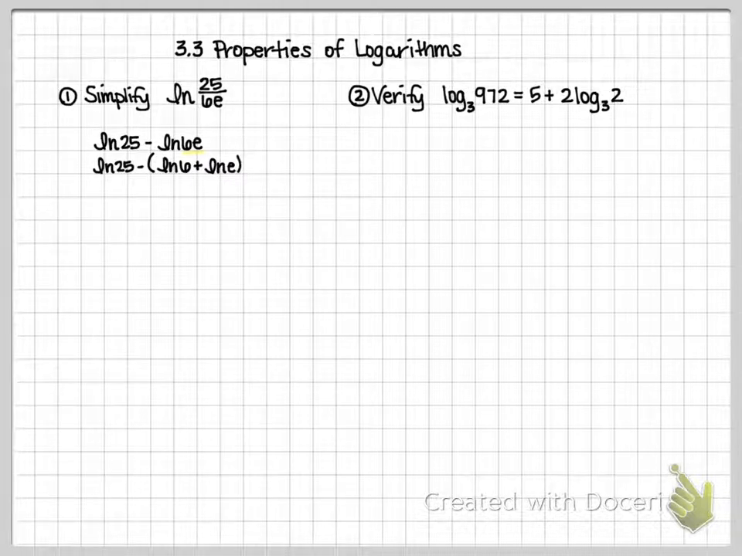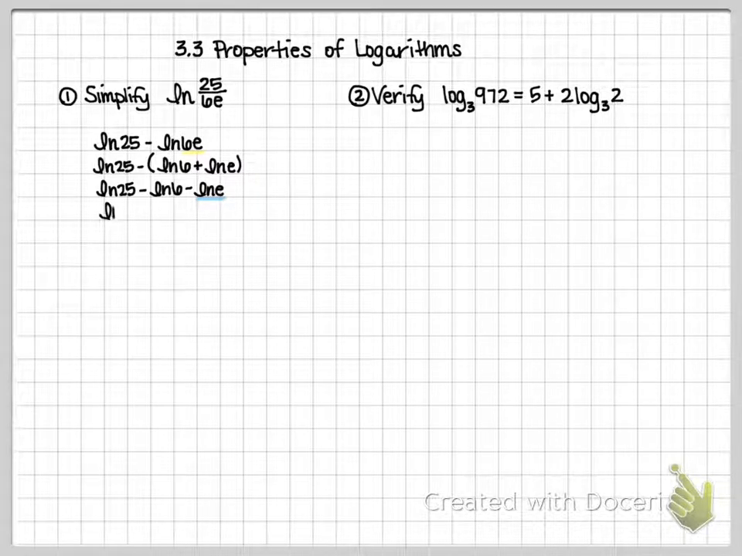From here I'm just going to go ahead and distribute. So I'm going to get ln 25 minus ln 6, looking good so far, minus ln e. This isn't quite done. It's pretty close, but it's not quite done. Whenever you have ln of e, ln of e is 1. You are required to simplify it.